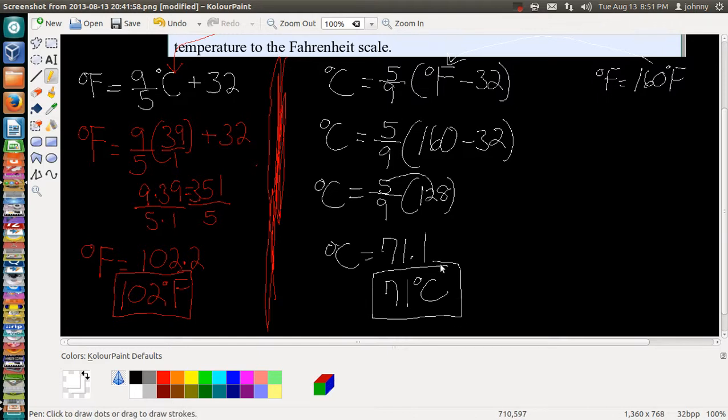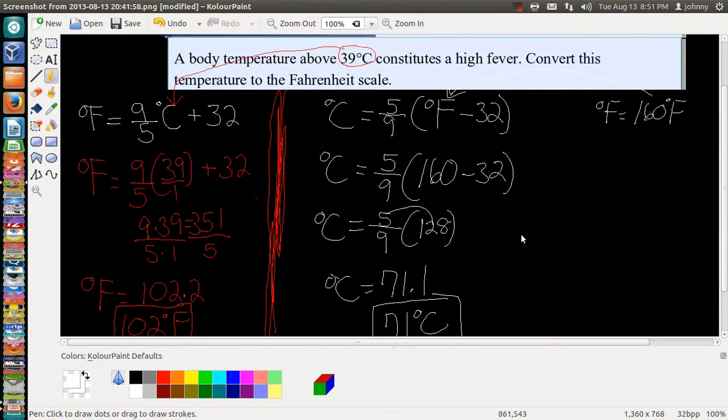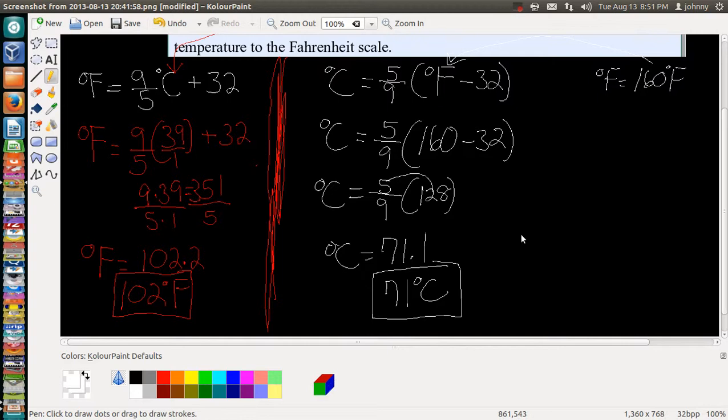So there, I showed you how to convert from one type of temperature, degrees Fahrenheit, into Celsius, and Celsius into Fahrenheit. So I hope this was helpful. Hopefully this does make sense. If not, then just watch the video again and go over it again and let me know.